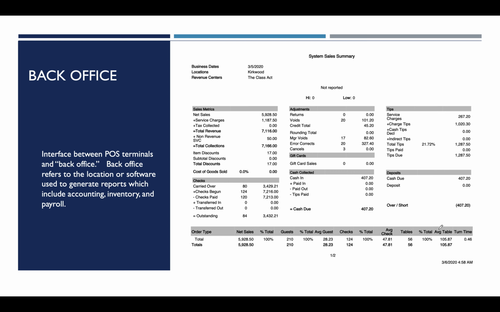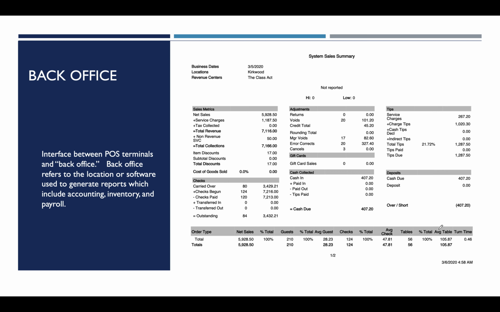But most crucially, it is where the accounting information and payroll information is stored, right? Because servers and service staff will punch in on those machines. They'll clock in and clock out, and it'll record their tips. So that is the most important role of this. Everything else is kind of tertiary.